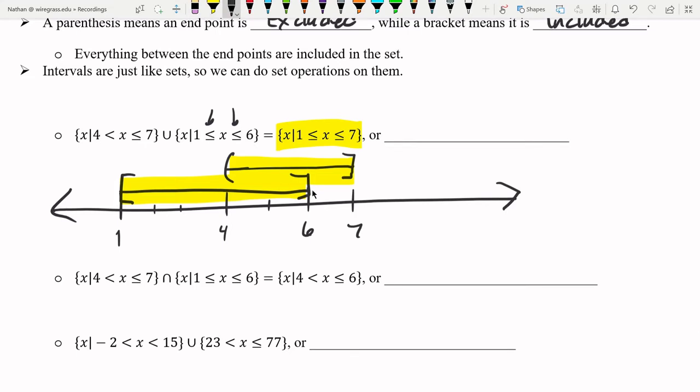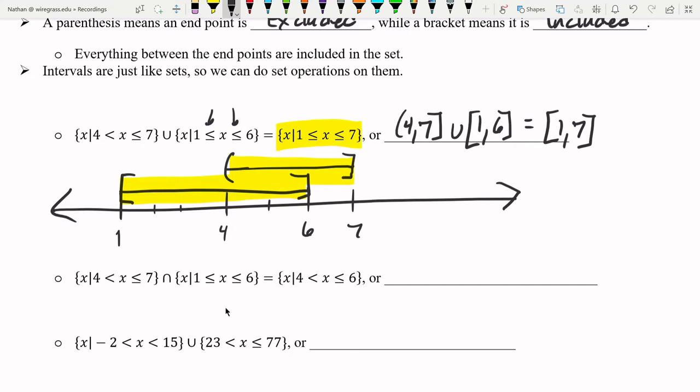So I can rewrite this in interval notation quite simply by just writing the first set was 4 to 7, 7 included, union with 1 and 6, which are both included in the second set, and this equals the set from 1 to 7. Much faster to write, lots less things that we have to write out.